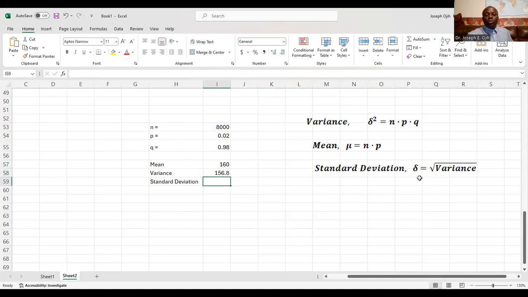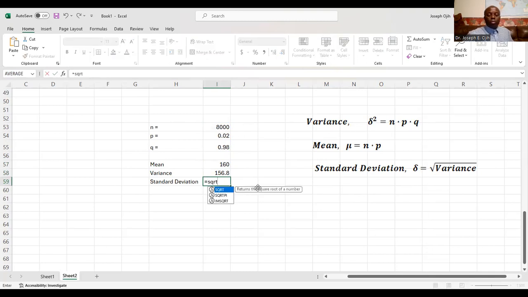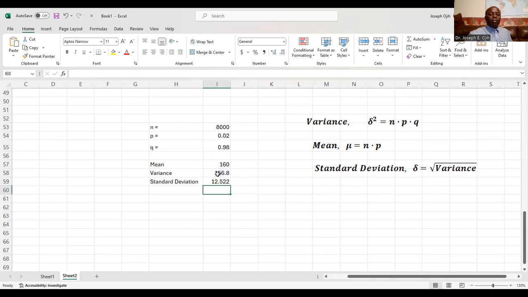And standard deviation is the square root of variance. Put equal sign, SQRT is square root. Okay, it pops out here. Double click and then click on variance. Close it and press the enter key. See, it gives us all the answers. So I got mean is 160. Variance is 156.8. Standard deviation is 12.5.